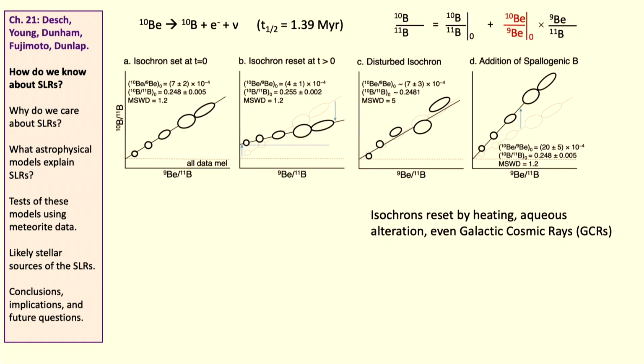And usually what we refer to this as isotopic closure, when the atoms stop moving around. Maybe that was when it was formed and they never did that again, or maybe it was heated. Maybe it was aqueously altered and water moved atoms around, and that might lead to an isochron like this. And it may be a line, or it may not even be a line.